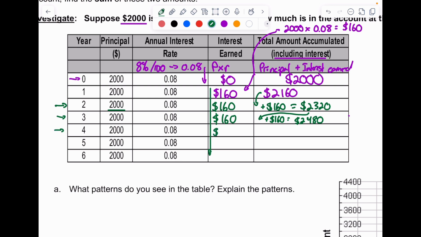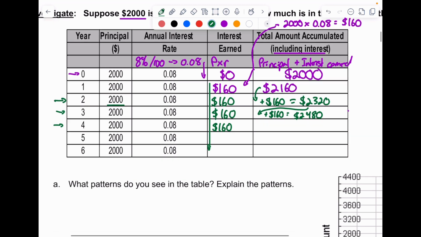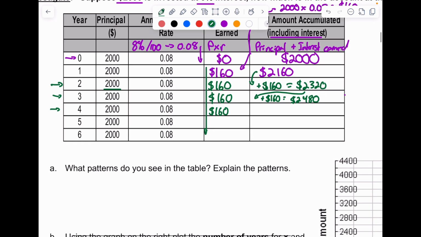Another year ticks by, 4th year. Well, again, I make $160 because it's still 8% of $2,000. All right, well, my account would now read $2,480 plus an additional $160. Sweet. Okay, so now I'm at what? $2,640. Perfect.